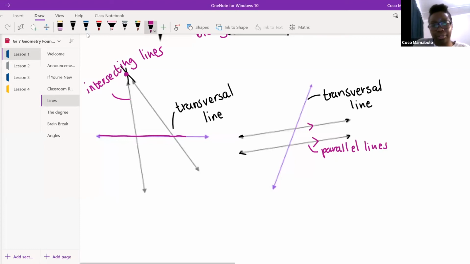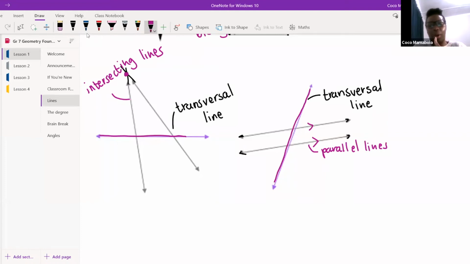But the purple one, you see how the purple one crosses both of those lines? Oh, so a transversal line will never be like a line alone without another line on top of it. Yes. As soon as a line crosses two or more other lines, it's called transversal. Okay, now I understand. Excellent.